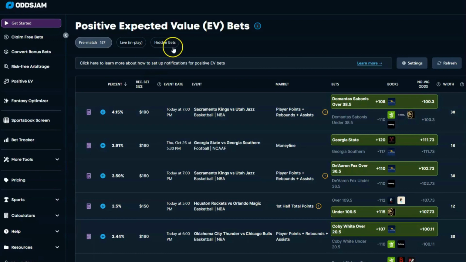Okay, guys, the first stop here is the positive expected value page. What I want to talk about is the percent edge you're going to see on the left-hand side. Here's a player prop bet, again, the wager you would put in based upon this set of stats: the points, rebounds, and assists. If you think Sabonis is going to go over 38.5, you would go to BetRivers and get plus 108. That is the best set of odds on that particular situation. In this situation, we have $190 that would go at risk based on a 4.15% edge.